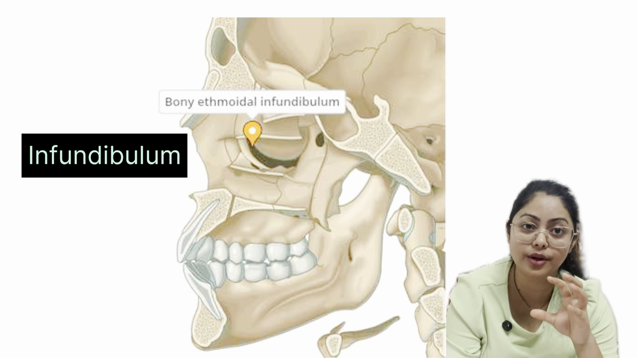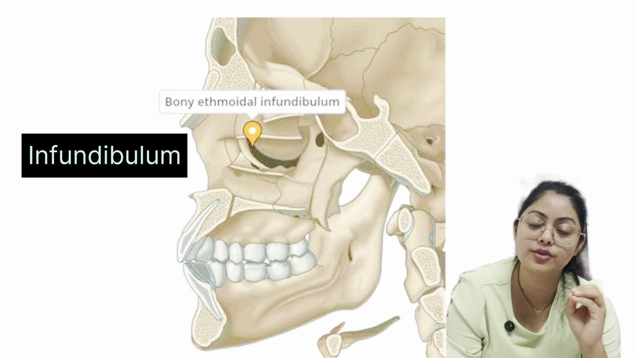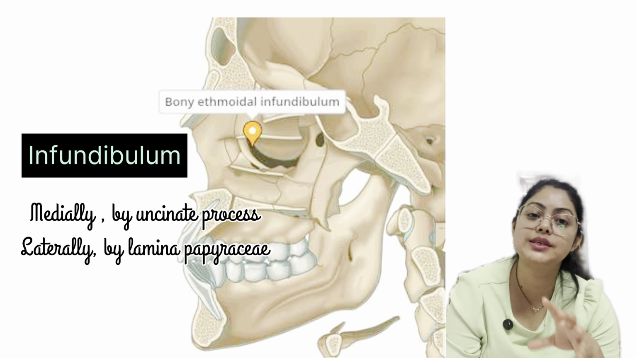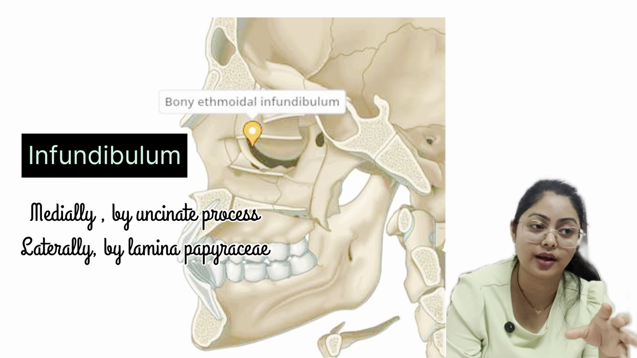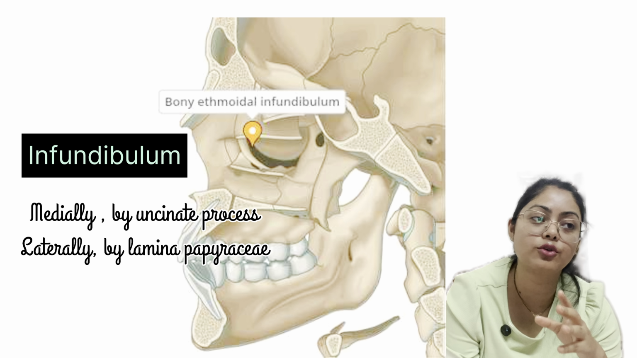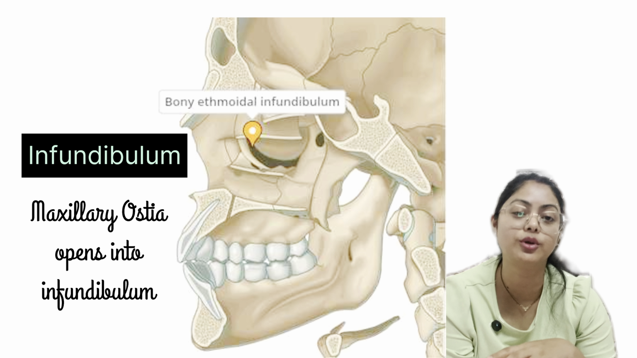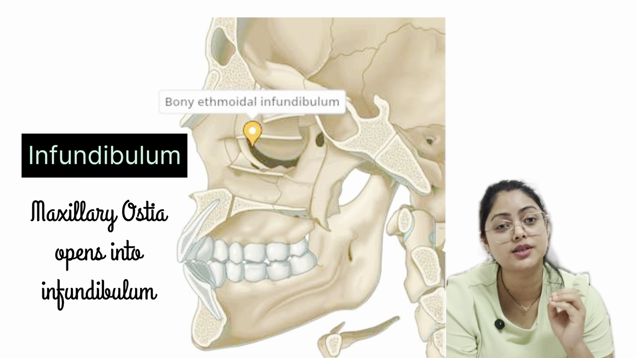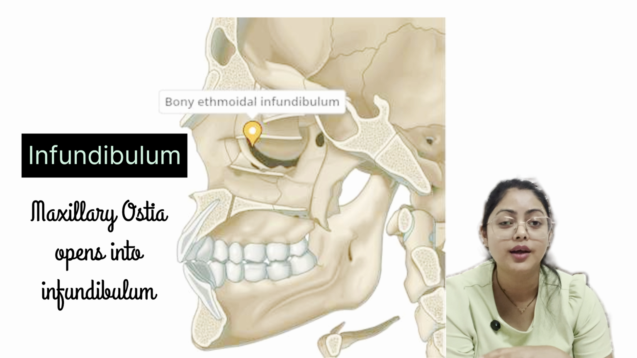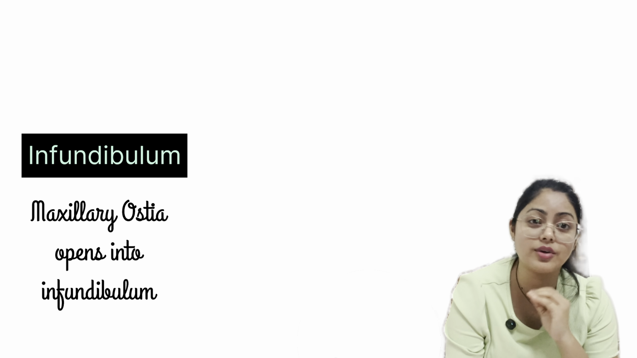So, which is the infundibulum actually? Infundibulum is the space which is limited medially by the uncinate process and laterally by the lamina papyracea. The natural ostium of the maxillary sinus usually opens in the lower part of the infundibulum, and sometimes we can also visualize the accessory ostia which are situated in the anterior or the posterior fontanelle. But the natural ostia is not easily visualized.